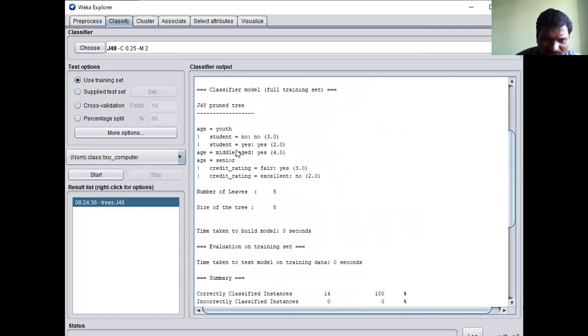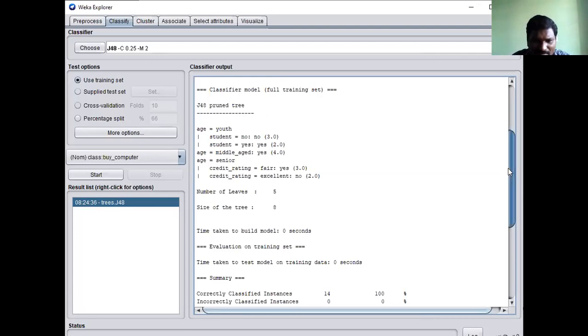Student: no. Age equal to middle age: yes, buys the computer. Age equal to senior, based on the credit rating: fair, yes. Based on the credit rating: excellent, no. That is the case here. That means in this case, the number of leaves equals 5. Total number of leaves: how many leaves for this tree? The size of the tree is 5.